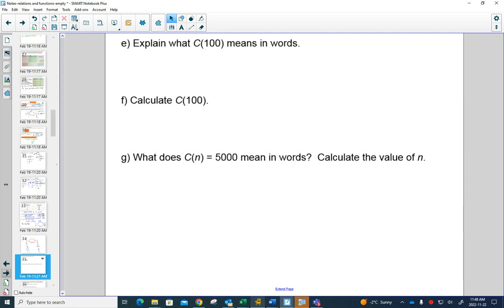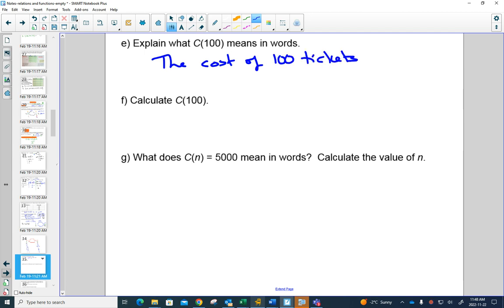What would C of 100 mean in words? This is the same question as before. It would mean cost of 100 tickets. Perfect. And this is why mathematicians like function notation. Mathematicians do not like writing lots of words. They don't want to say, what is the cost of 100 tickets? The wrist will get sore from writing 7 words. So they just say, oh, C of 100. Much quicker way of asking the same thing.